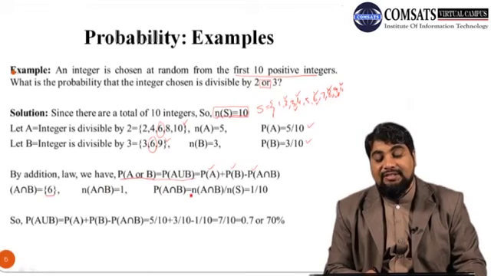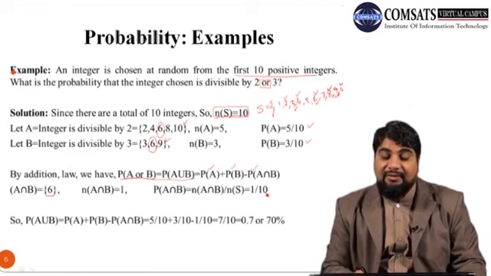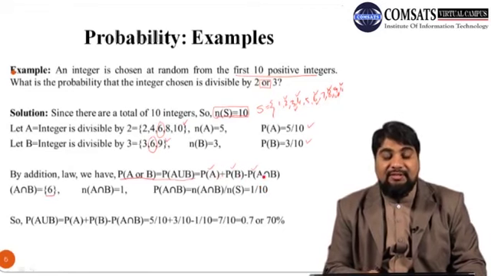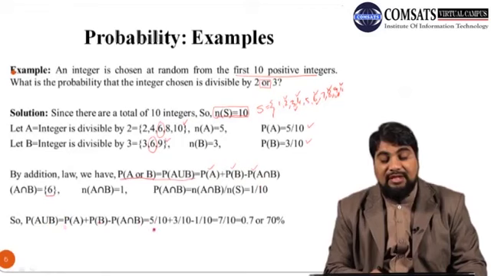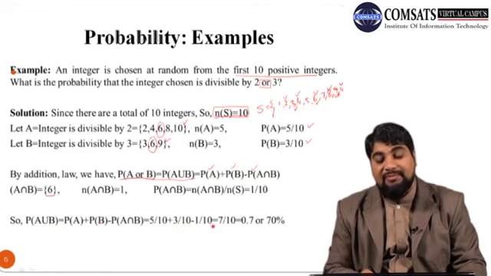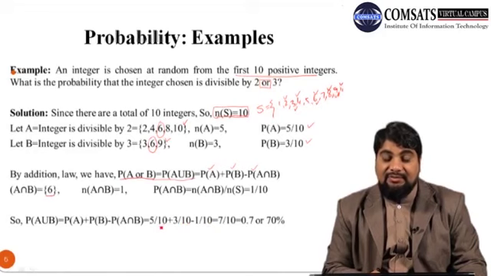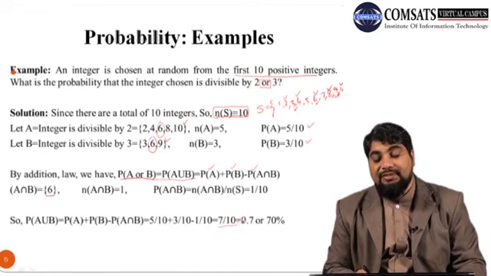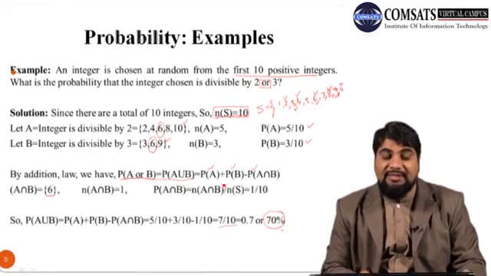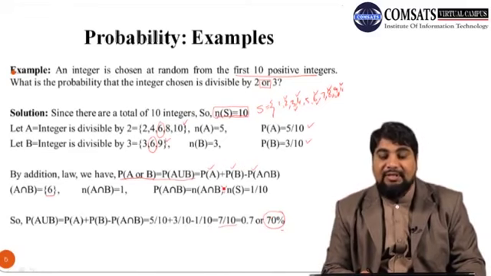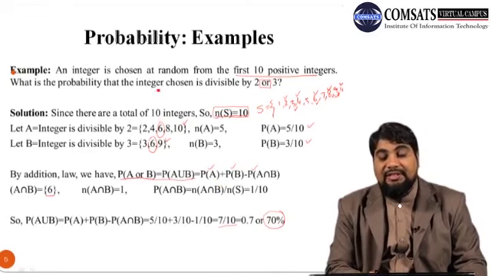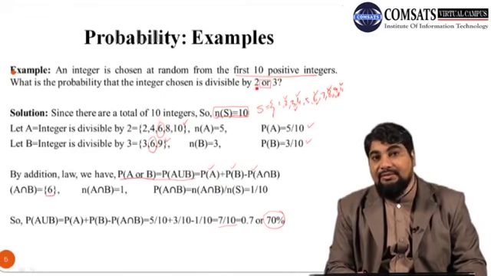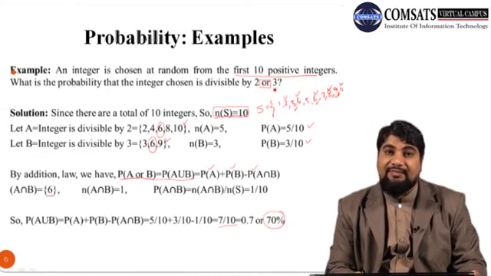So the probability of A intersection B is N(A intersection B) over N(S), which is 1 out of 10. Once you have all these probabilities, just use this formula. P(A union B) is 5 by 10 plus 3 by 10 minus 1 by 10, where 10 is the LCM. So 5 plus 3 is 8, minus 1, you get 7 by 10, which is 0.7 or 70%. So it means there is a 70% probability that the chosen integer is either divisible by 2 or divisible by 3.